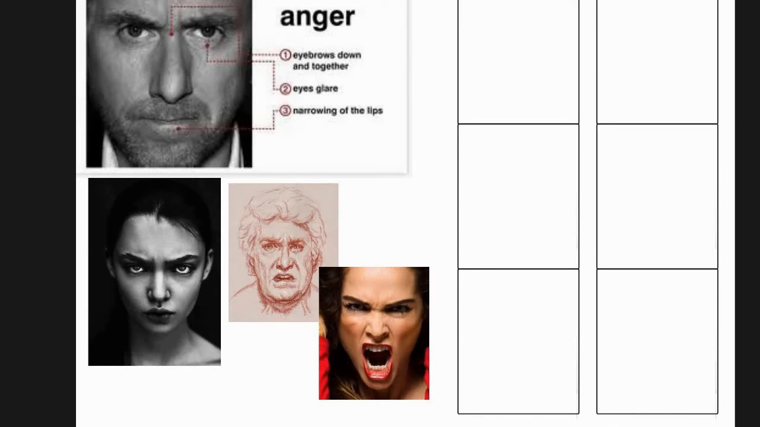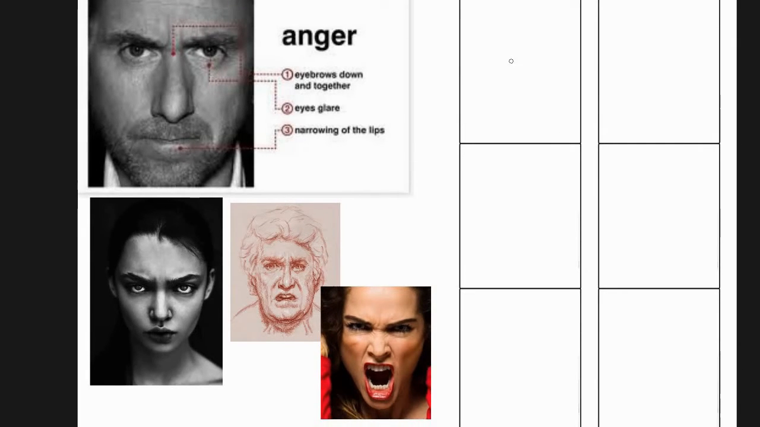So let's start with anger. I'm going to draw everything. I'm going to look at some pictures, and then we're going to pick out the pattern. We're going to pick the common things, and then we're going to draw an example in the boxes.